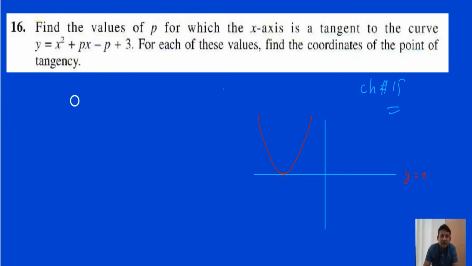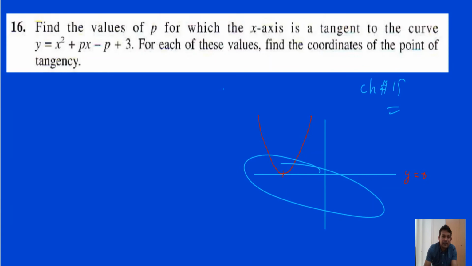A tangent means just one point of intersection. This is the tangent. For example, if this is a curve, and I draw a line in such a way that it touches at one point, this is called the tangent. So the x-axis is the tangent, and we need to find all the values. Okay, let's see.